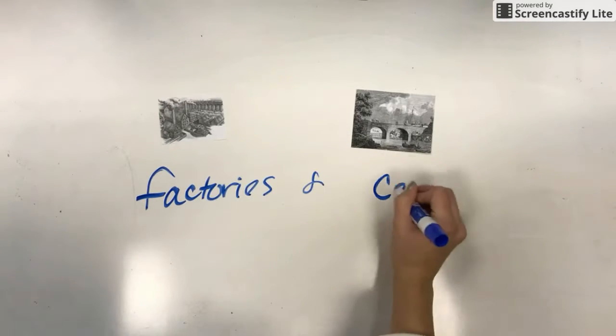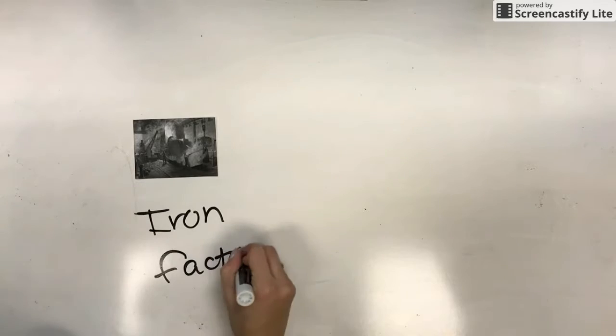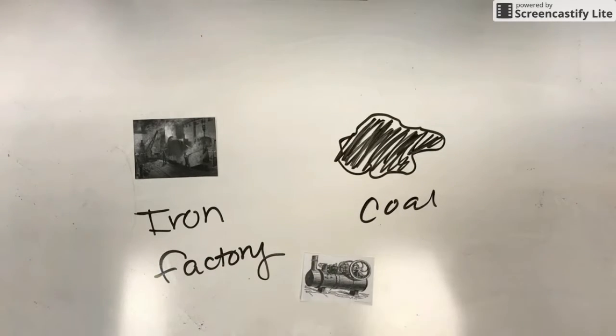Britain in 1760 was the first industrial revolution. They built factories and canals. Coal and iron played big parts in the revolution. Steam engines were made of iron and ran on coal.